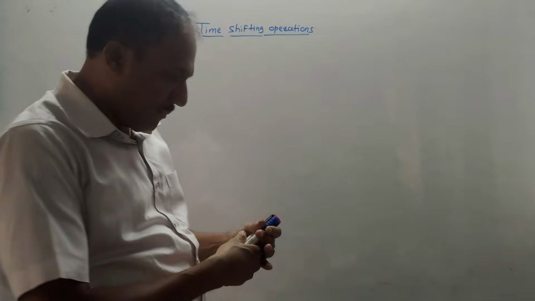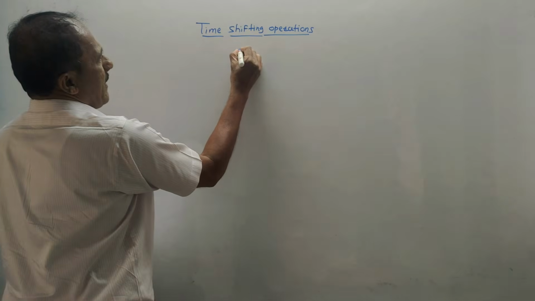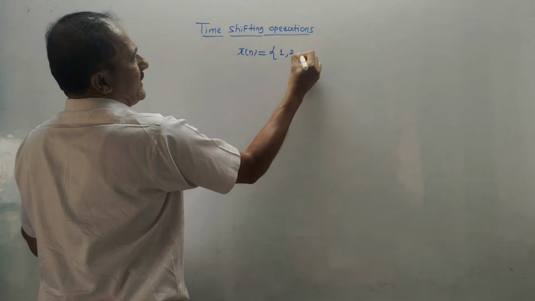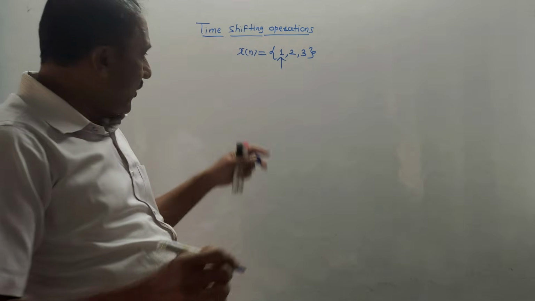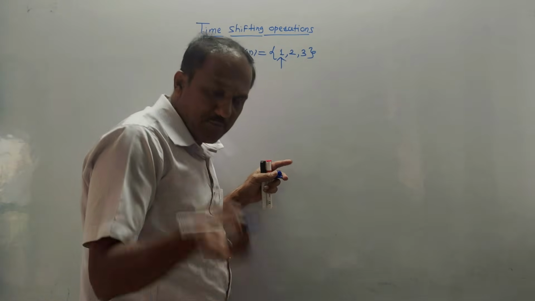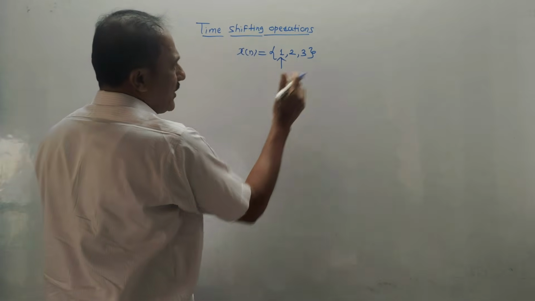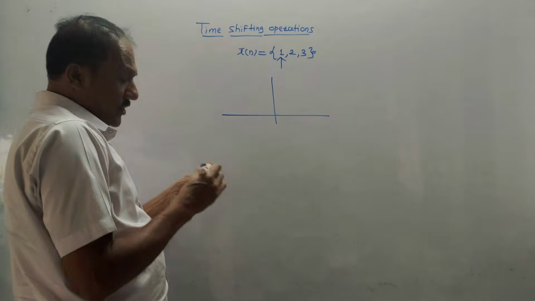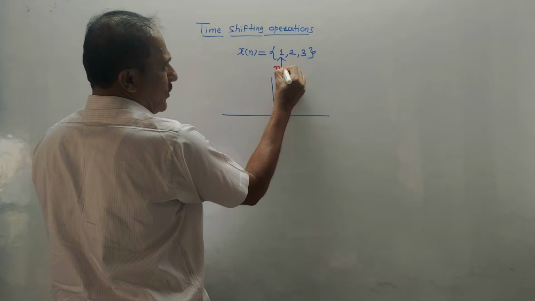Now first type of operation is time shifting operation. As an example, I will consider the sequence x of n is equals to 1, 2, 3. Arrow is at 1. One more thing, if arrow is not given in any sequence, by default consider it at first position. Presently arrow is given, it is 1, 2, 3. Let us draw the diagram for this given sequence. Just now I told you, wherever arrow is there, it represents value of n. So n is equals to 0.